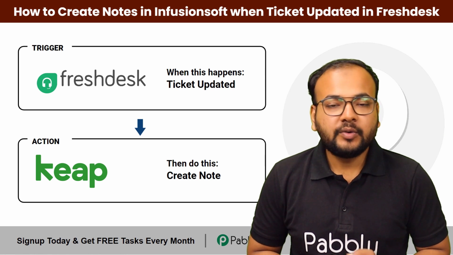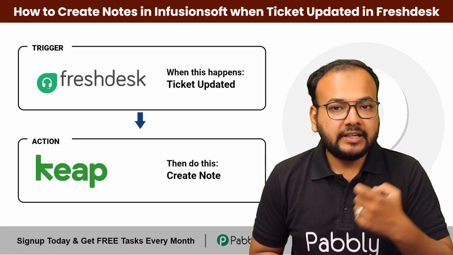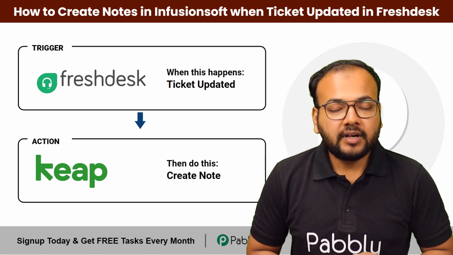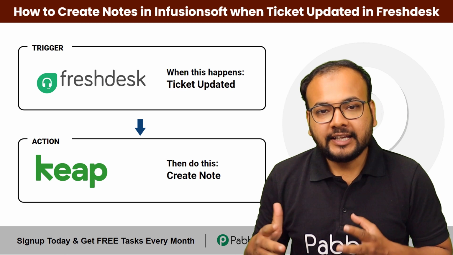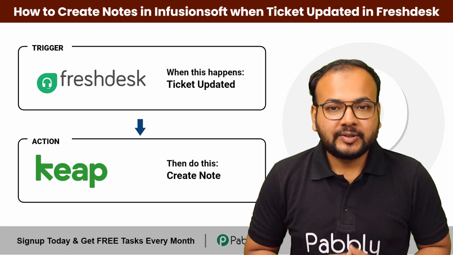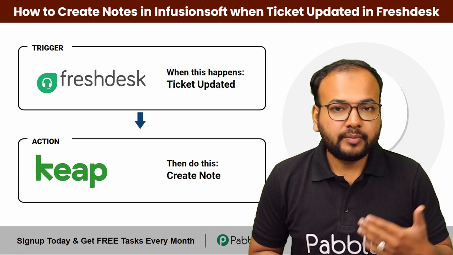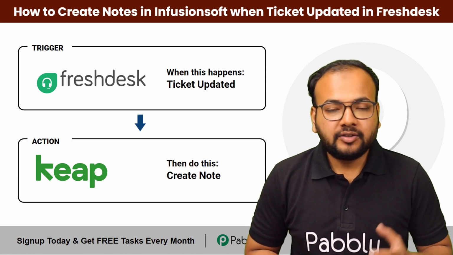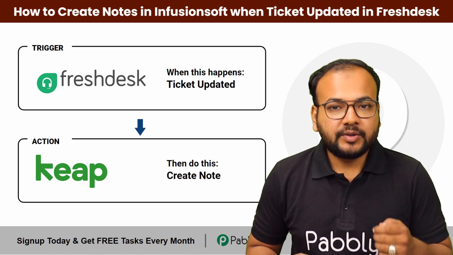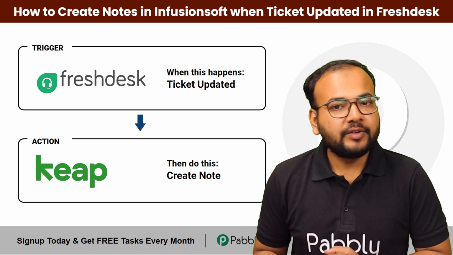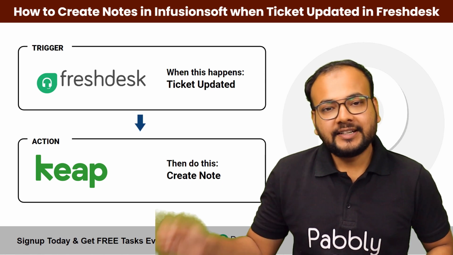Here I'm going to show you how you can integrate Freshdesk with Keap in such a way that whenever a ticket is updated in Freshdesk, a note is added inside the Keap application automatically, so that you do not have to manually see what's going on with the customer interactions and the tickets, and you do not have to juggle between these two applications manually. So we are going to set up this whole workflow without any coding, just by a few clicks. So without any further ado, let's begin.